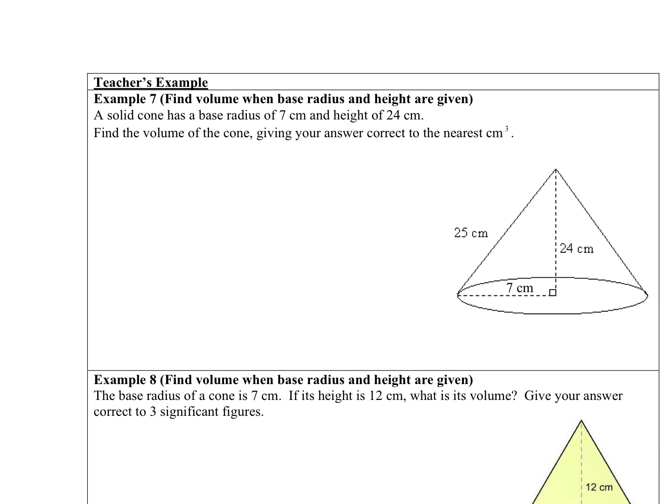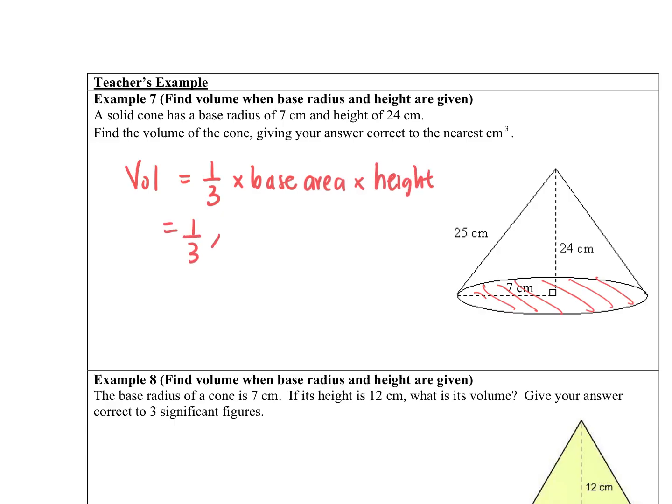Okay, same thing, remember? The volume is always 1/3 base area times height. Right? So in this case, my base area is the circle, so it's pi r square. My radius is 7. Okay? And then my height is 24. So I can just find my answer easily.